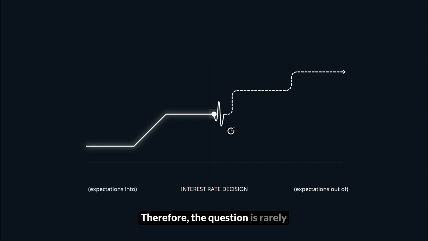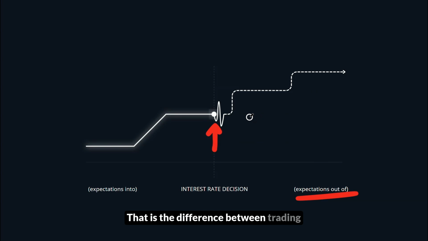Therefore, the question is rarely what did the central bank do today. It matters for the short-term reaction, for the minutes into and after the event. But beyond that, what matters is what did today's information change about tomorrow, the expectations of what's going to happen in the next couple of weeks and months. That is the difference between trading what happened and trading what's next. And believe me, that's the single biggest thing you need to understand if you want to trade fundamentals correctly.